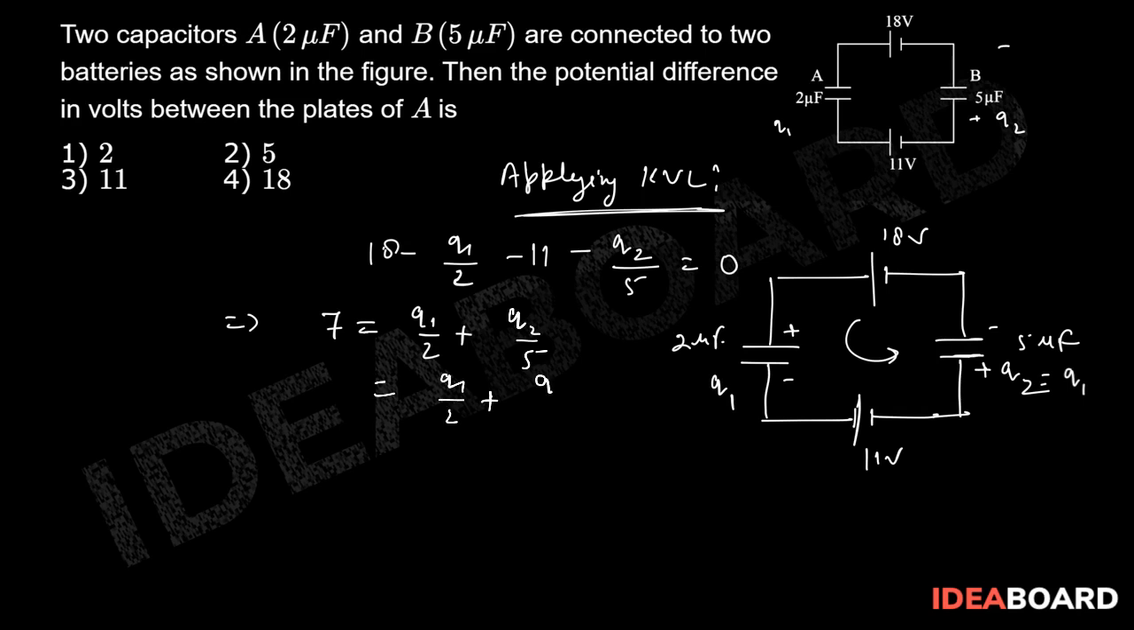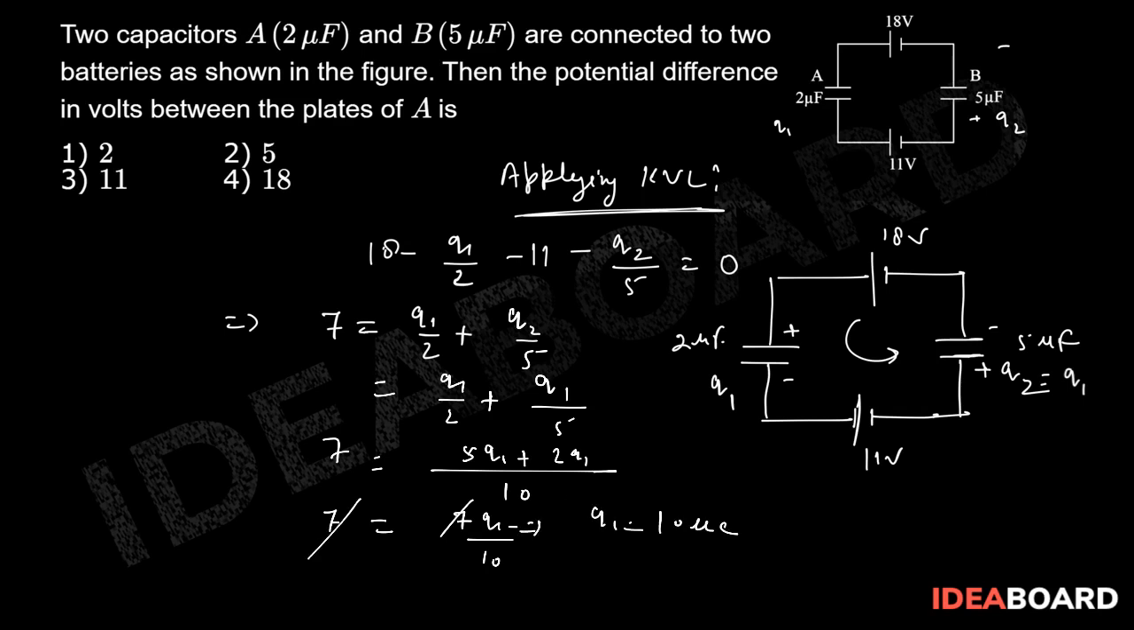So q1 by 2, and replace q2 with q1, which is by 5. Take the LCM, 10. This will be 5q1 plus 2q1, which is 7q1. So 7 is equal to 7q1 by 10. So this will be cancelled out. From there I got the value of q1, which is 10 microcoulomb.